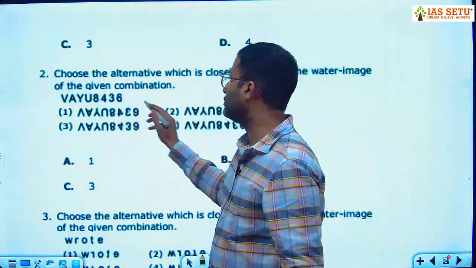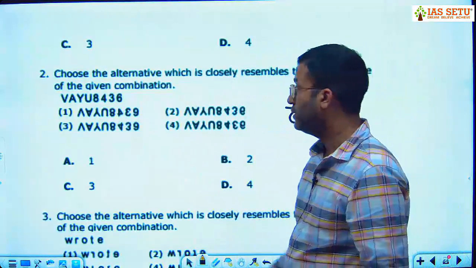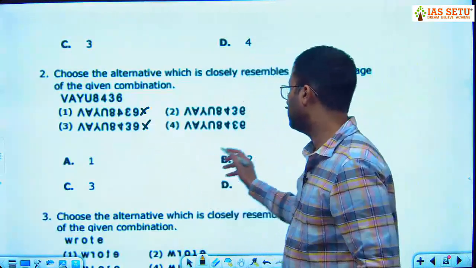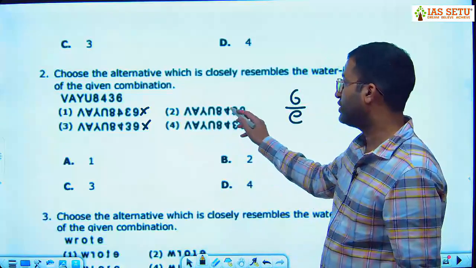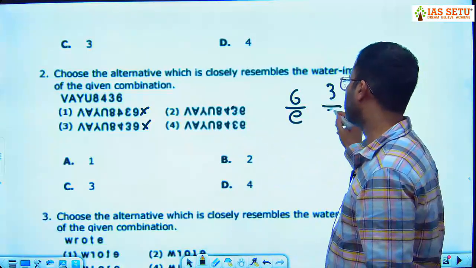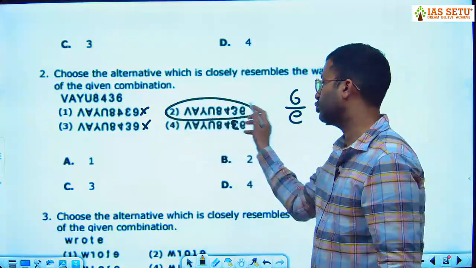Now here how does 6 appear? 6 appears like this. 6 never appears as 9. So here the answer is either 2 or 4. But you check 3. How does 3 appear? 3 appears like this. So 3 never appears like this. So here the answer is 2. 2 is the correct answer.